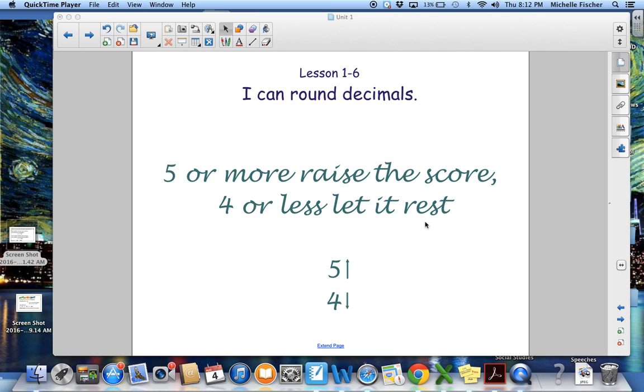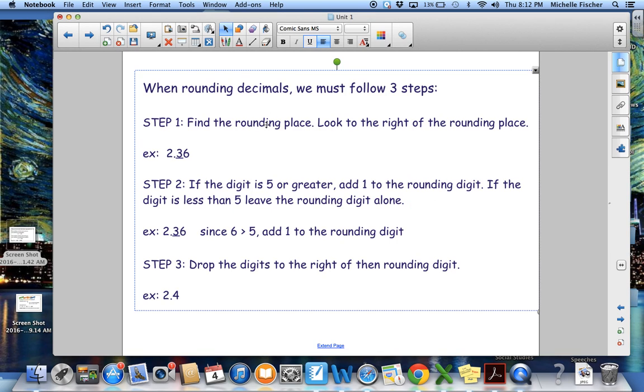Rounding decimals is very similar to rounding whole numbers. We are going to do a little bit with whole numbers as well, so hopefully this is a little bit of a review for us. When rounding decimals, there's 3 steps that we must follow. The very first step is to find the rounding place.